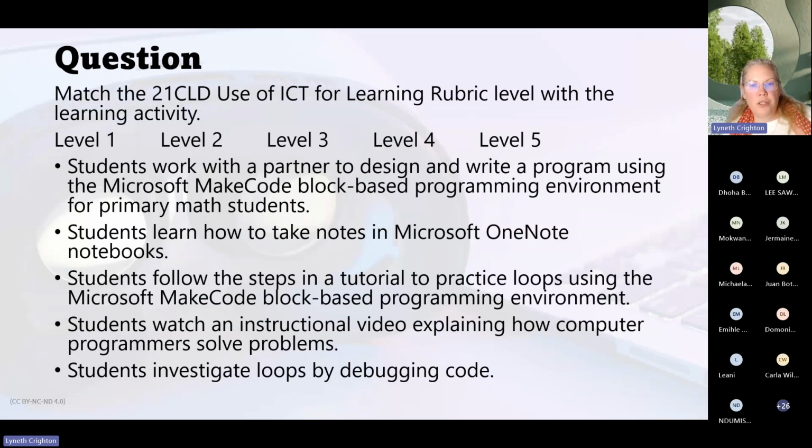If they take notes in OneNote, or they follow steps to a tutorial, or they watch a video on how computer programmers solve problems, those are not something that is supporting knowledge construction. Yes, it requires ICT.